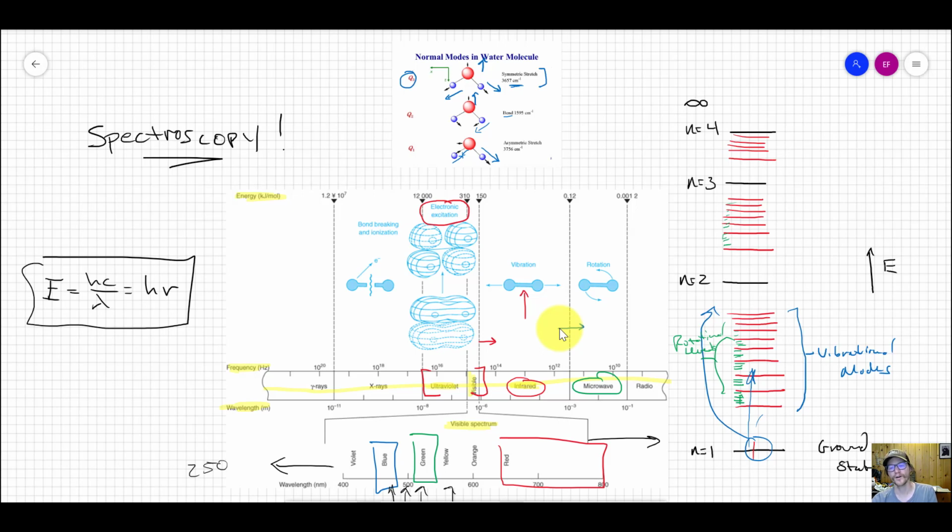So the photon has to have exactly the right frequency in order for one of these modes to be excited. It's really important. Still, it doesn't mean it won't be excited. There's a lot more information that goes into that, and you'll learn a little bit about that if you take an upper level inorganic course, like a 475 course.